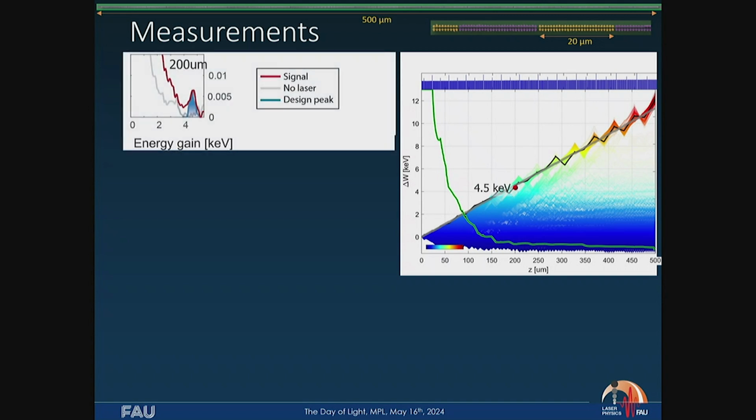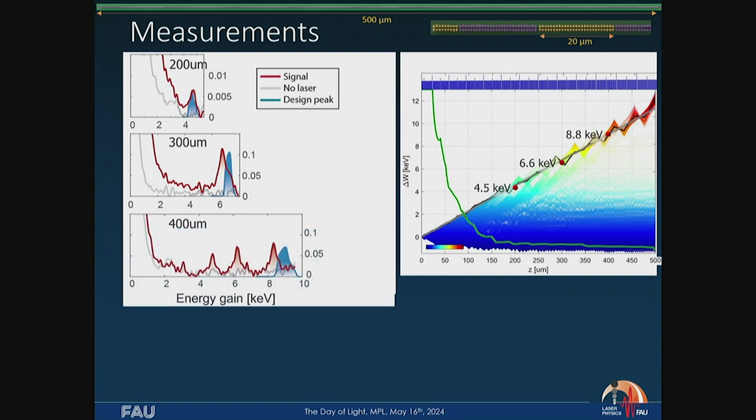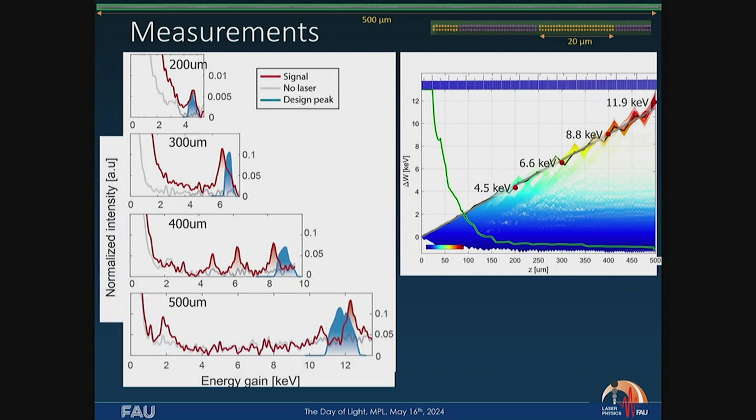And here's what we measure. 4.5 keV in a 200 micron long structure, matches perfectly what we would expect. 300 micron long structure, peak at 6.6 keV, matches close to perfectly what we expect. 400 micron, 500 micron, all the structures worked. We were really limited by structures, which is, of course, what you want to have. Fantastic.